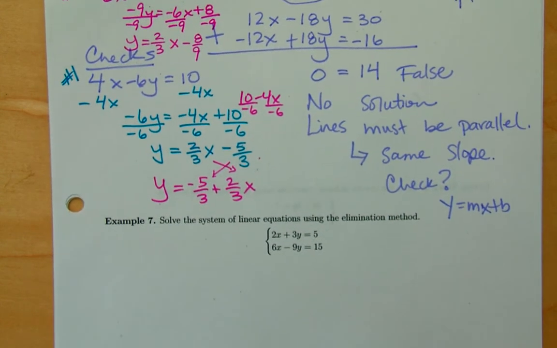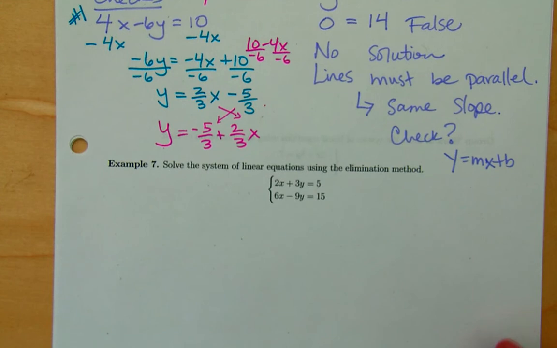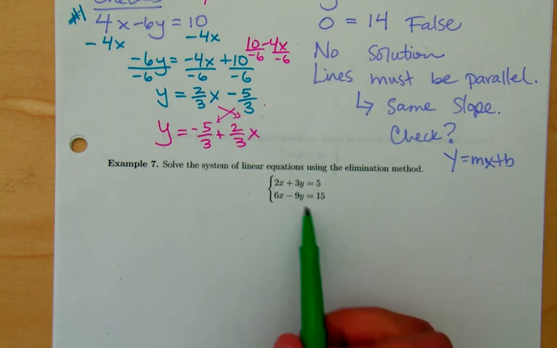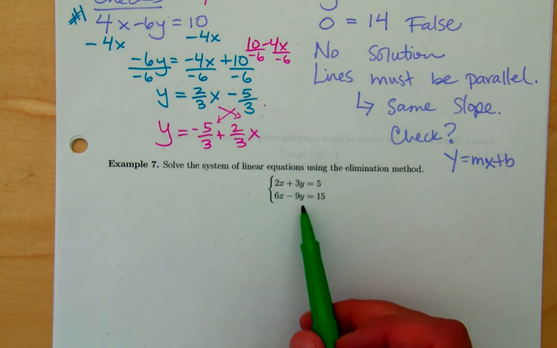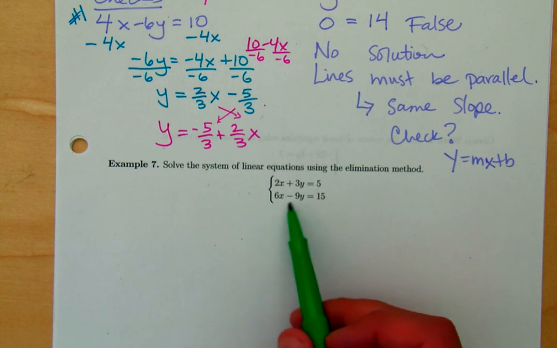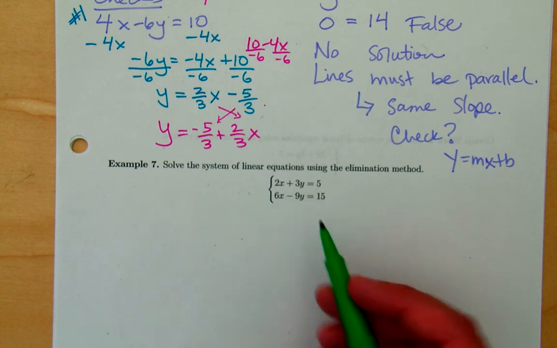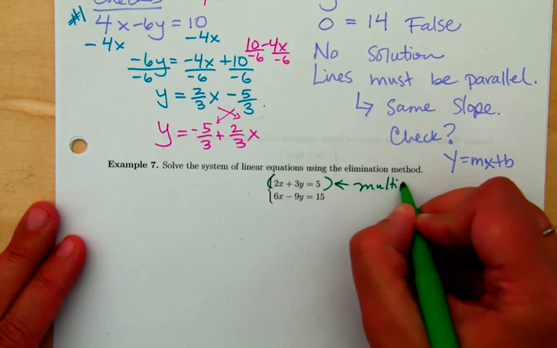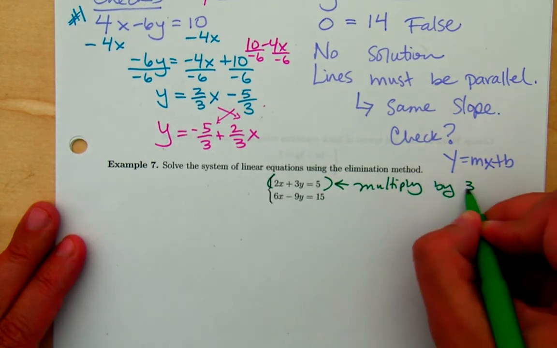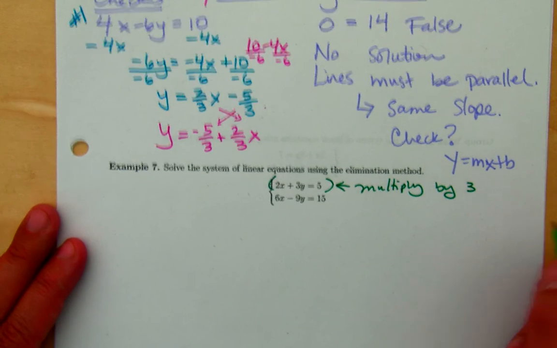Okay, let's look at this next one, example 7, and tell me what would we want to eliminate here? What variable would make sense to eliminate? The y. Because why do you think the y is easier to eliminate? Yeah, because I already have this one negative. I don't like to multiply by negatives if I don't have to, right? So we're going to multiply the top one. Everybody agrees that we could multiply this one by 3, right? And so what do you get if you multiply by 3?